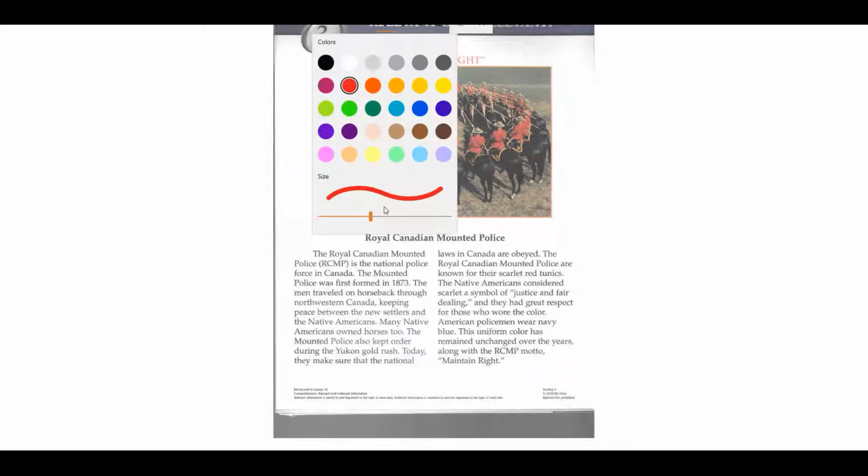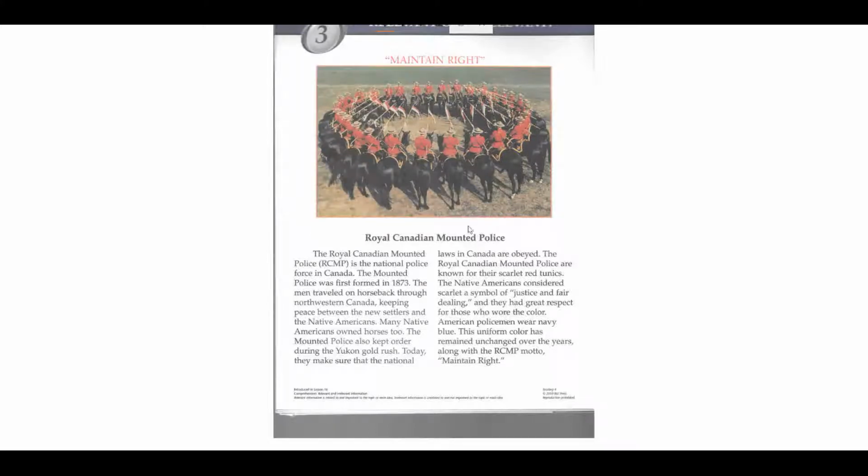Okay, I'm going to mark these sentences and see if you get it right. All right. I don't think I can bring it up though. All right, the first sentence that was irrelevant was this one. Many Native Americans owned horses too. That sentence was not relevant to what this was about, correct? And there's one more and it's over here. Did you find it?